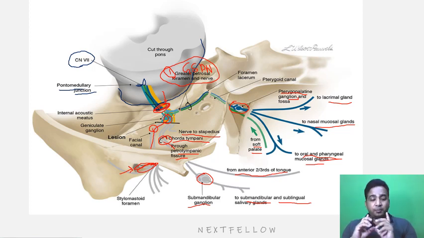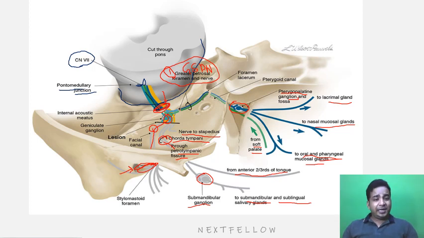Now tell me, for the posterior one-third of the tongue, which nerve is responsible for carrying the taste sensation? The answer is the glossopharyngeal nerve, that is the ninth cranial nerve. So anterior two-thirds, facial nerve; posterior one-third, glossopharyngeal nerve, when talking about the taste sensation from the tongue.